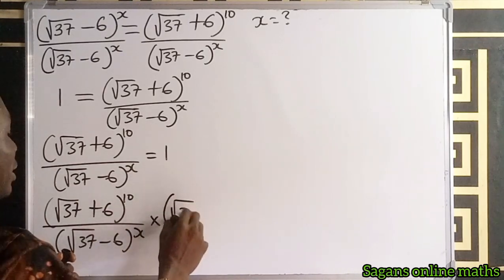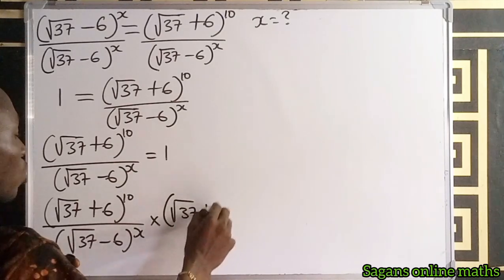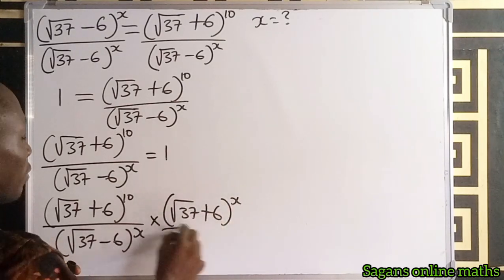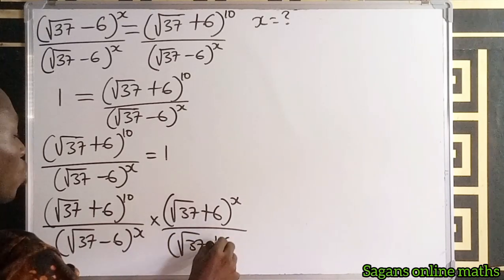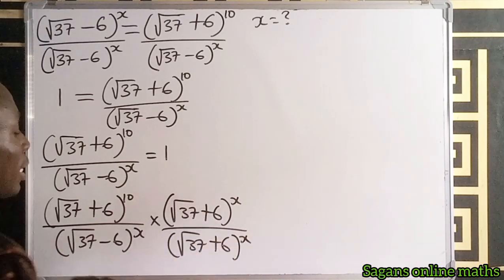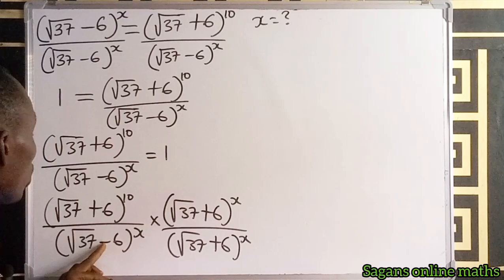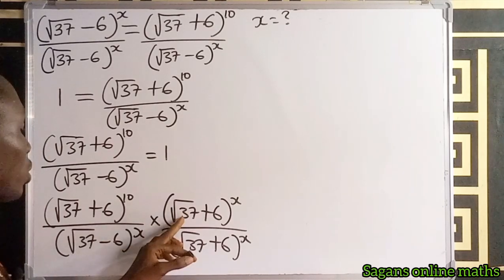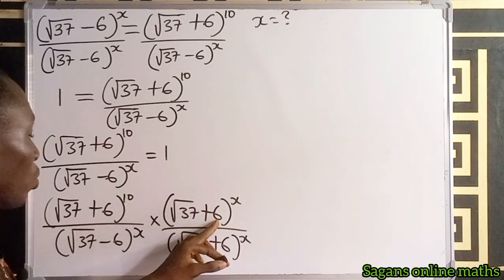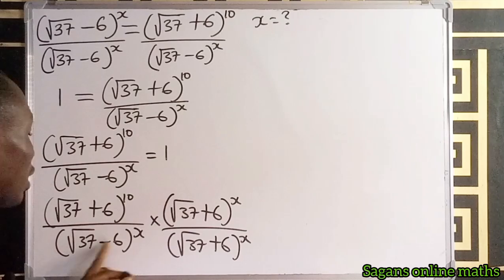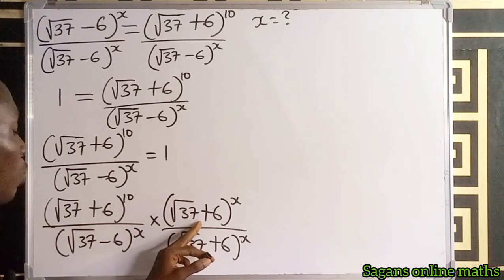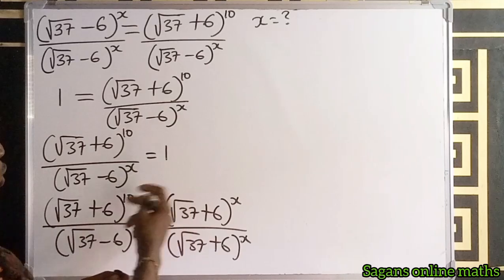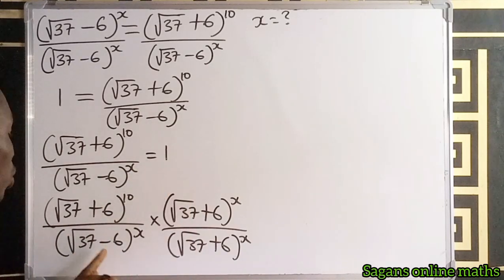(√37 + 6)^x, divided by (√37 + 6)^x. Now the conjugate of the denominator is √37 + 6, because in here it is minus, here will be plus. It shows that the conjugate of this is this. So what are we doing? We are multiplying both the numerator and the denominator by the conjugate of the denominator.